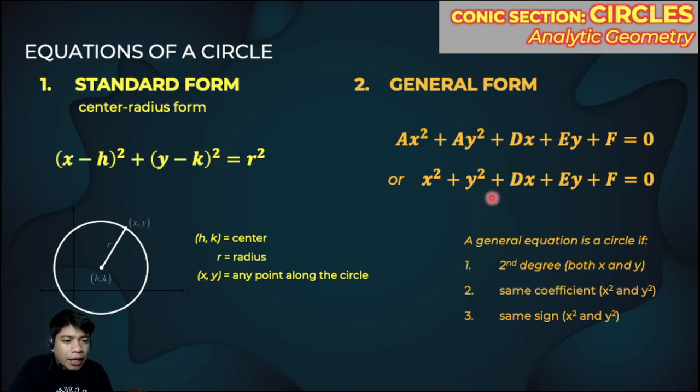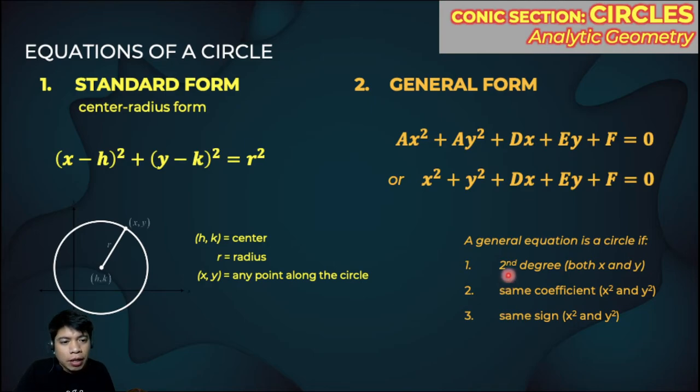Okay, and then, same sign dapat guys yung x squared at saka y squared. So, kung positive yung x squared, positive dapat yung y squared. Okay, so that's it guys. Itong tatlo na criteria for determining an equation to become a circle, dapat ma-satisfy natin tong tatlo para ma-sure natin na circle nga yung equation. Kung hindi ma-satisfy yung tatlong ito, then hindi circle yun.